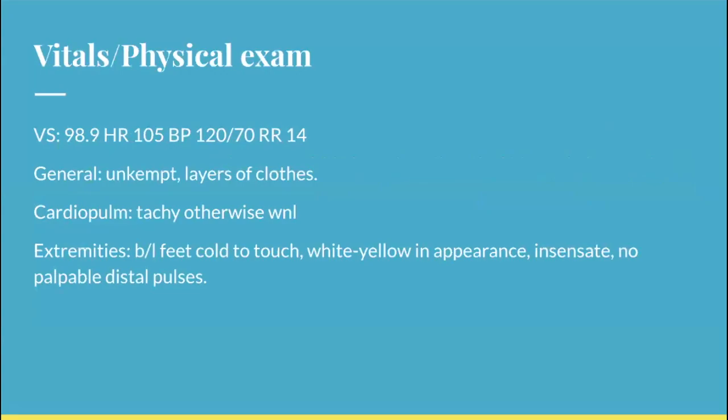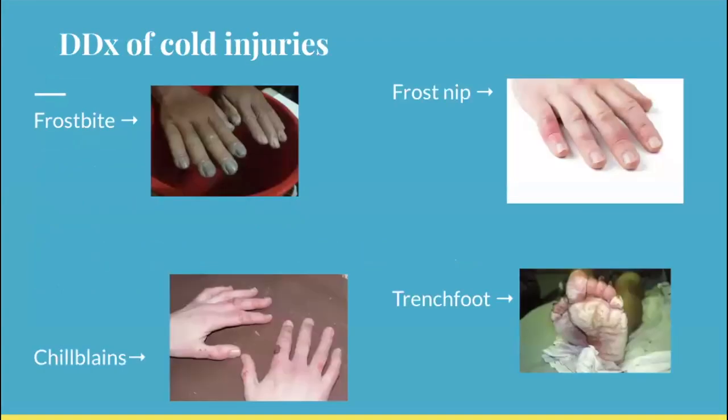And then the important part, you notice the extremities. Both of his feet are cold to touch. They're like whitish, yellowish in appearance, appear to be insensate. And then below the ankles, no palpable pulses, so no DP pulse.